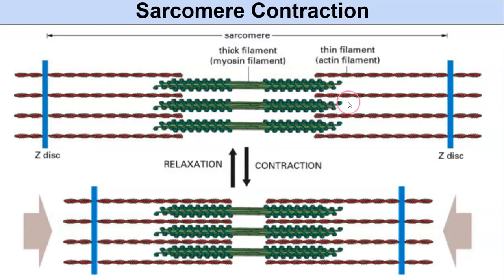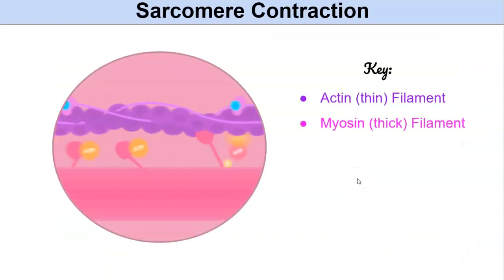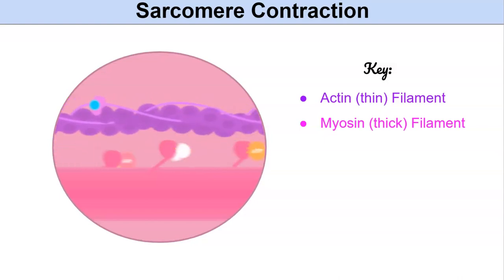These myosin heads reach up, bring the actin closer to the middle. Z lines get closer. This whole thing, Z line to Z line, is called a sarcomere. The sarcomere gets shorter when the muscle is contracting. So it kind of looks like this. There's a lot more other steps involved, but this is all we need to know for now.